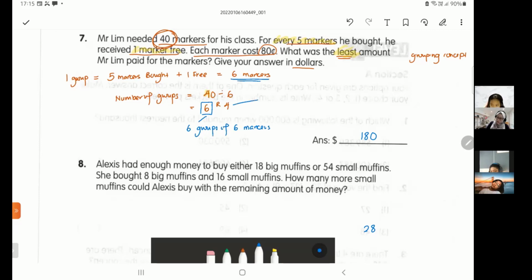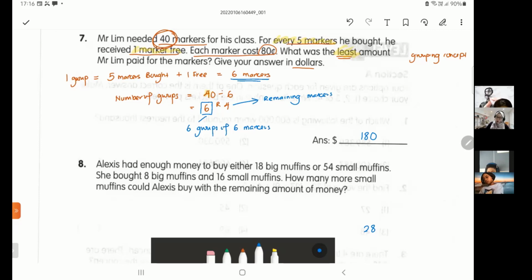So what does this 4 mean? 4 means the remaining markers left behind, which cannot be put into groups of 6. Okay, so this is the remaining markers. So how much will it be?